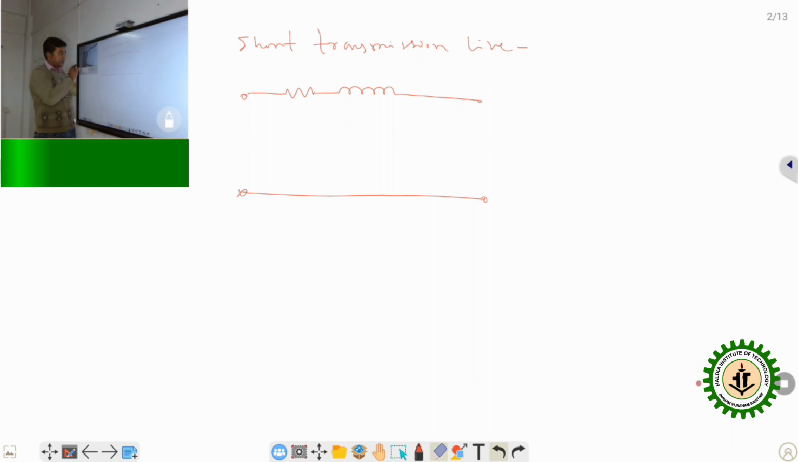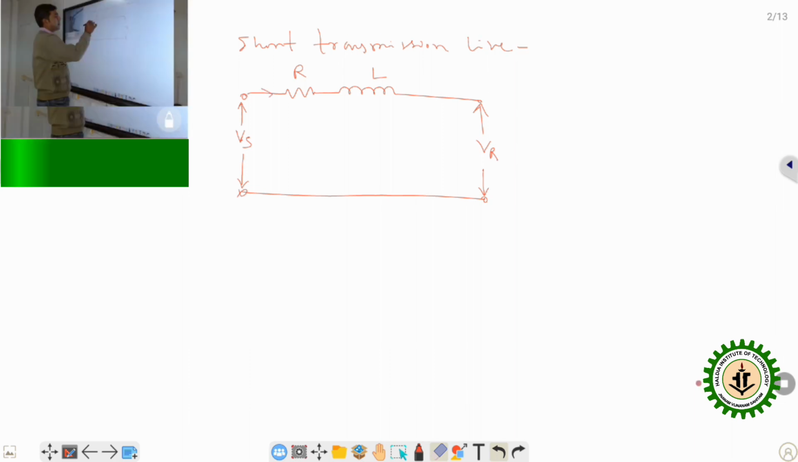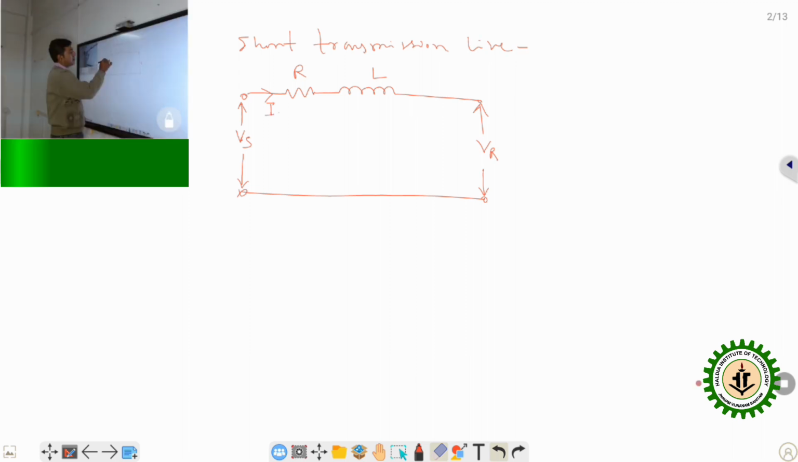As the length of the transmission line is less, up to 50 kilometers, and voltage is around 20 kV, here you only consider the resistance and the line inductance in the calculation. The input voltage is considered as the sending end voltage VS and the receiving end voltage is considered as VR. The corresponding input current is called the sending end current and the output current is called the receiving end current.